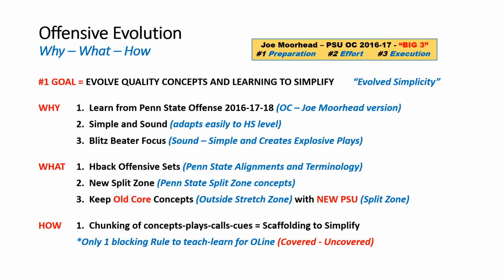How we're doing this, we'll chunk all of the context plays and calls and cues together into one, and then we'll use this foundation of inside zone and outside zone to kind of scaffold and build the offense into multiple schemes based off of those two. So the O-line only has one blocking rule. We'll do a covered, uncovered rule. That'll help simplify using, again, as our foundation, just split zone, inside zone, and stretch zone, outside zone.